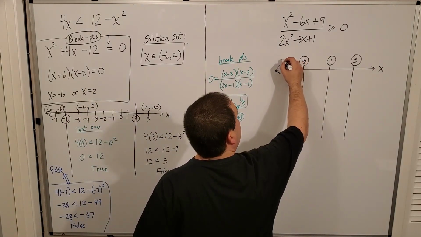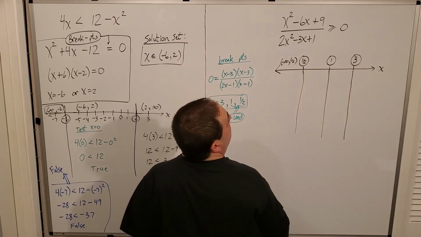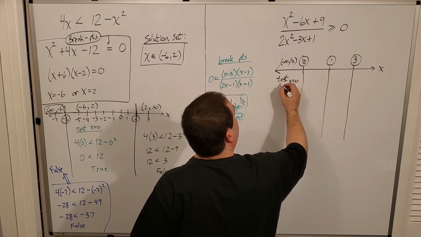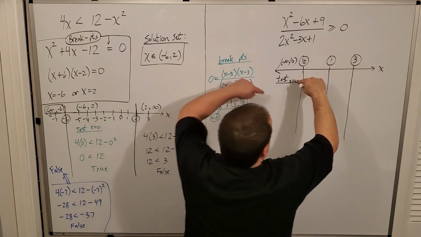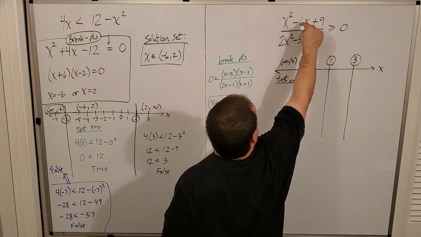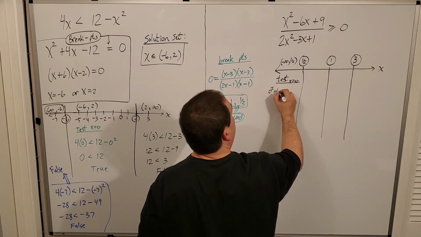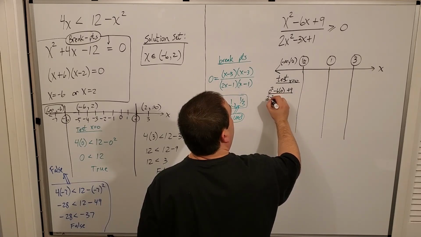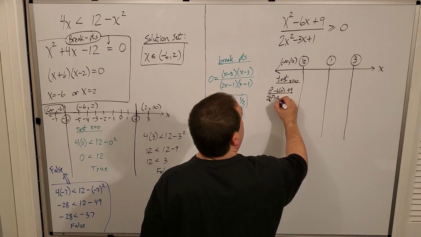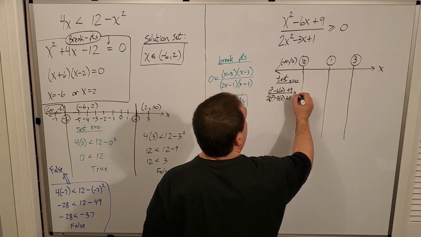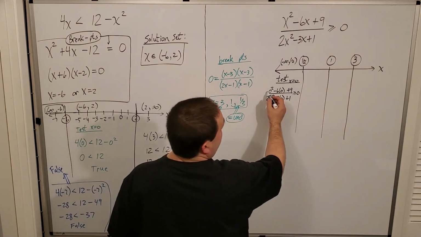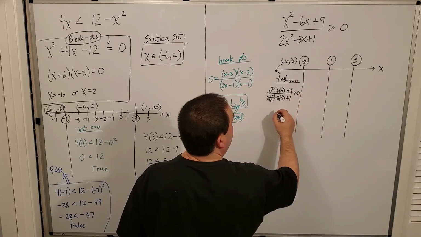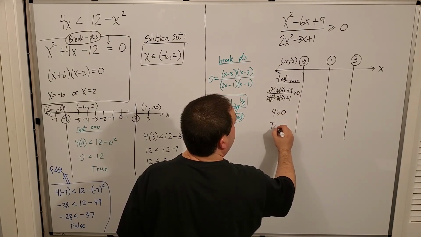This section right here is -infinity up to 1/2. And 0 happens to be in there. So test x equals 0. Okay, so I plug that into the original. That's going to be 0 squared minus 6 times 0 plus 9 over 2 times 0 squared minus 3 times 0 plus 1 greater than or equal to 0. So of course 0, 0, 0, 0. I end up with 9 over 1, which is 9 is greater than or equal to 0, which is absolutely true.